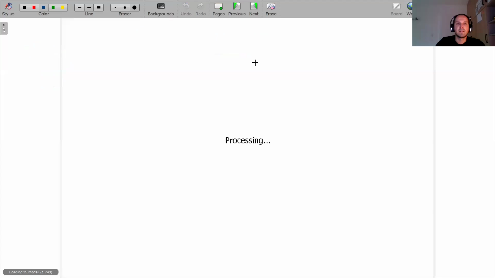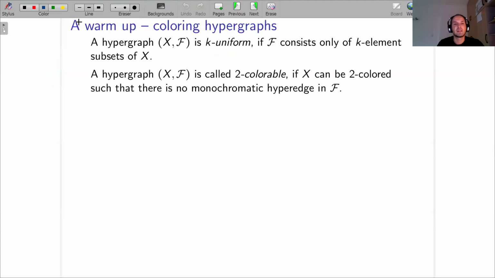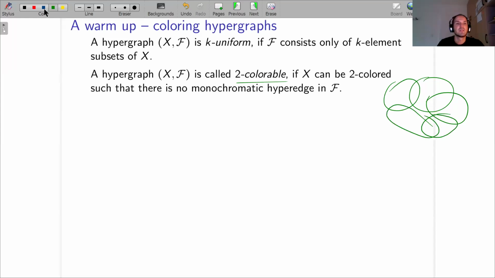Okay, and then if you look at, so a hypergraph is called two-colorable if it can be two colored such that no monochromatic hyperedge exists. So what does that mean? That if you have our hypergraph and then we color all elements of the board red and blue in such a way that every one of these winning sets has both red and blue elements inside.